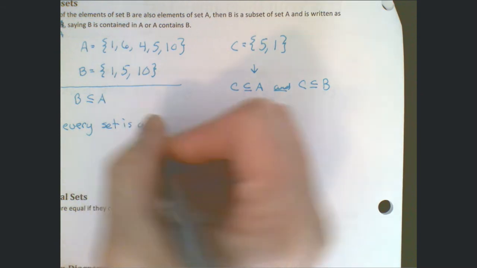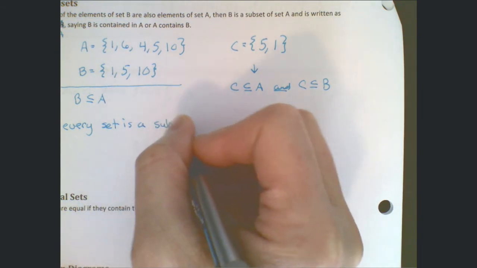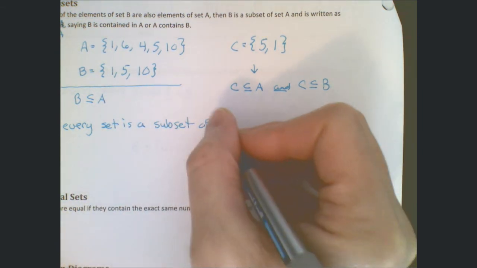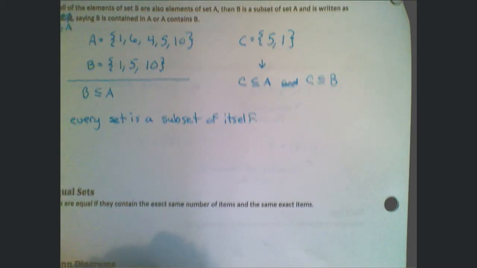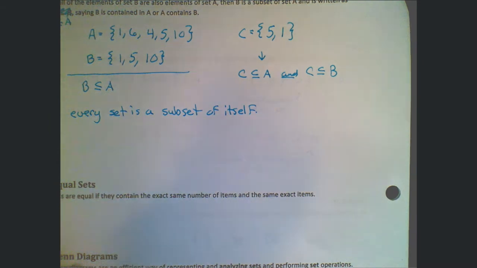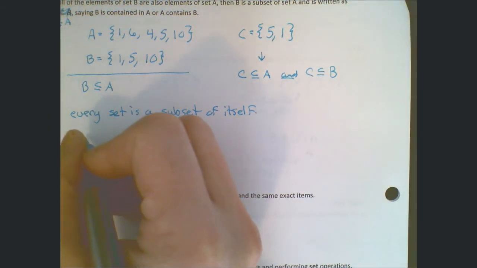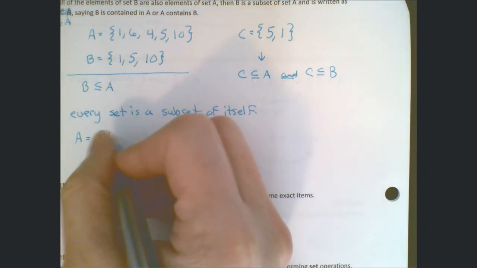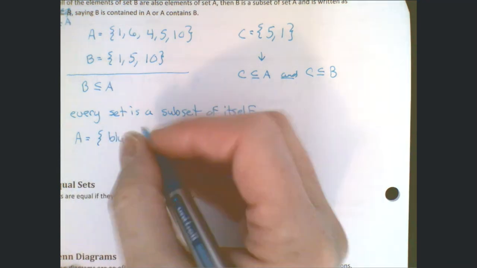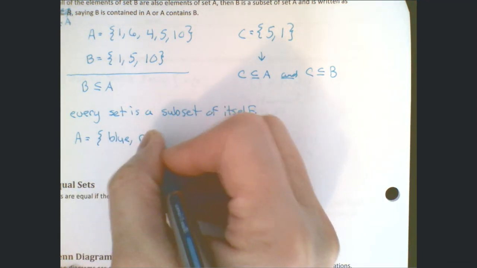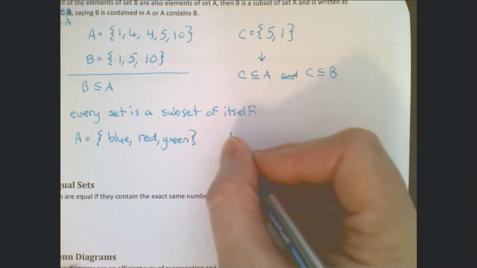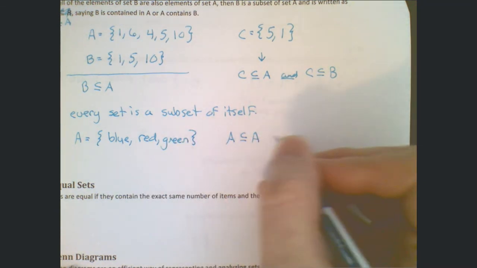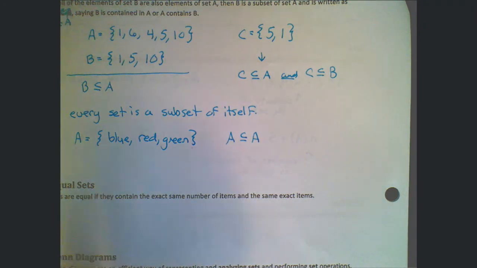Every set is a subset of itself. Okay, so that means, like, if you have A and it has 3 colors in it, let's say a blue, red, and green, A is a subset of A. I mean, it's self-explanatory that A contains itself, clearly.